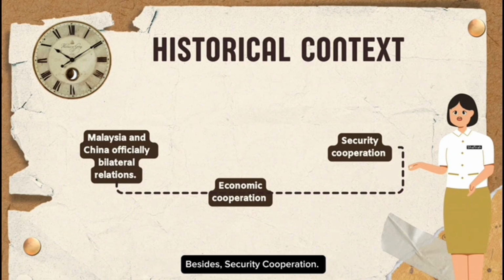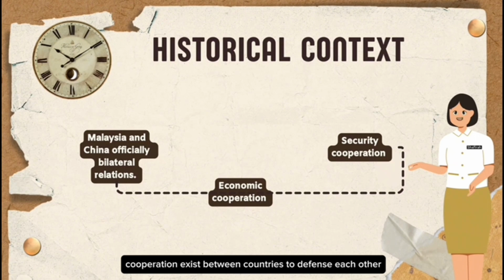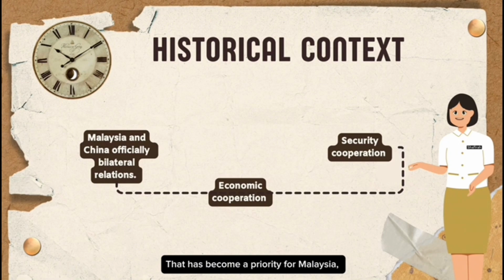Besides, security cooperation. This cooperation exists between countries to defend each other if being attacked or threatened by third parties. Also, it is to ensure it is free from external interference. That has become a priority for Malaysia. It has proven effective.